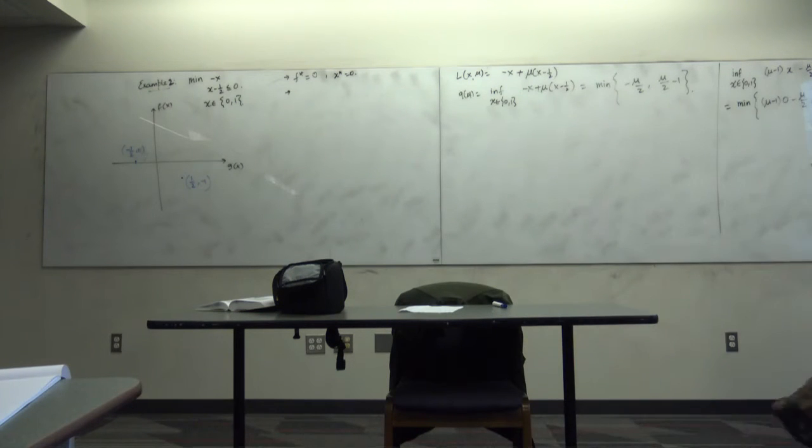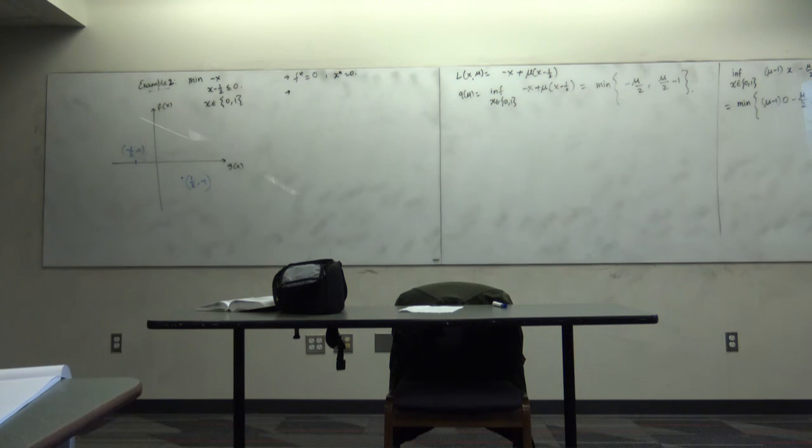Okay, is it clear, the derivation for Q of mu? So I just substituted, so x can take only two values, I just substituted it here. So I have mu minus 1 multiplied by 0 minus mu over 2, and then mu minus 1 multiplied by 1 minus mu over 2.